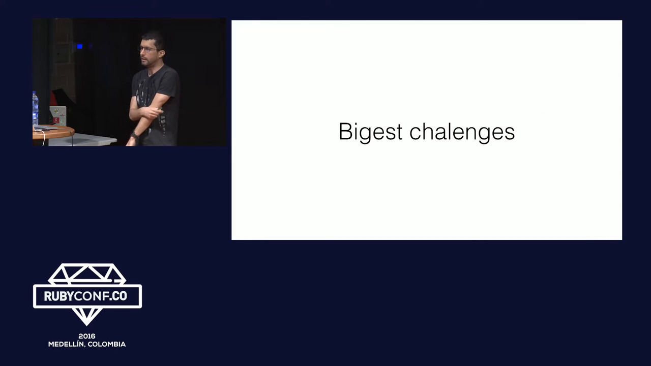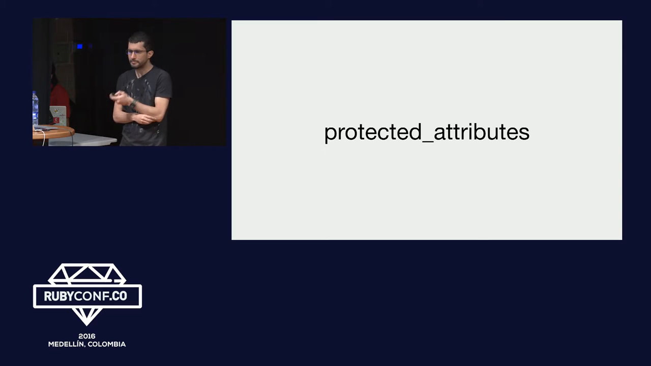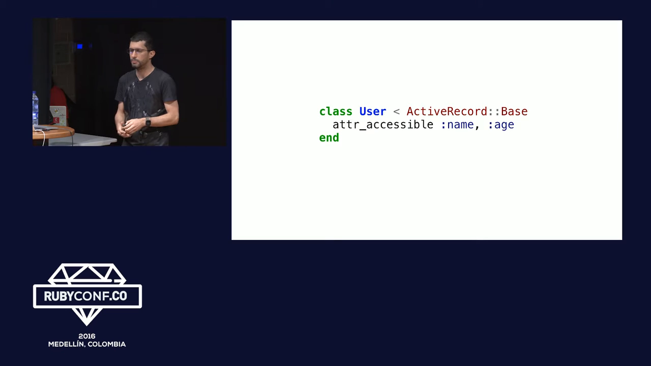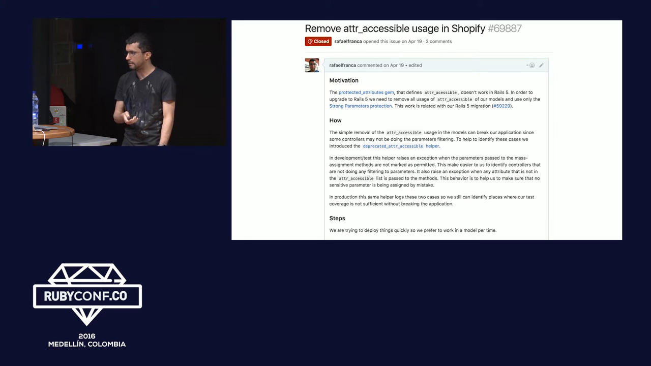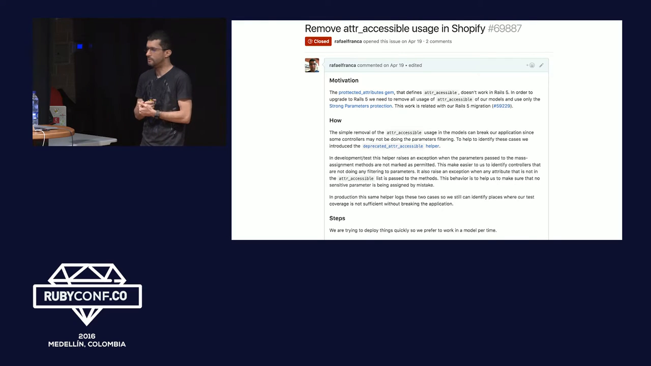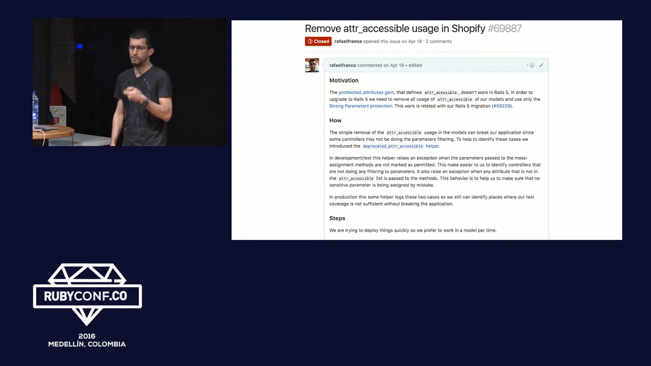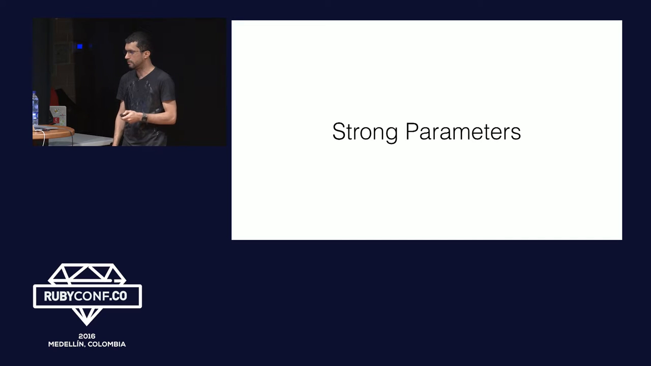So our biggest challenges inside Shopify in this specific upgrade were some gems and dependencies that we have. One of them was protected attributes, that Nick told about yesterday. It is the gem responsible for defining the attr_accessible method. We had to remove all usage of this inside Shopify because this gem is not going to support Rails 5. This project took almost 3 months, and we had more than 150 linked pull requests on these issues. So it was a huge amount of work that we needed to do. And what we did in this migration was to use strong parameters, like Nick told you yesterday.